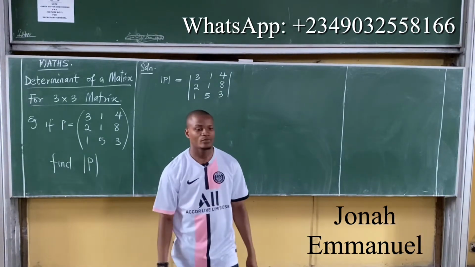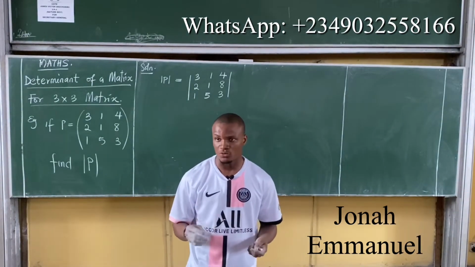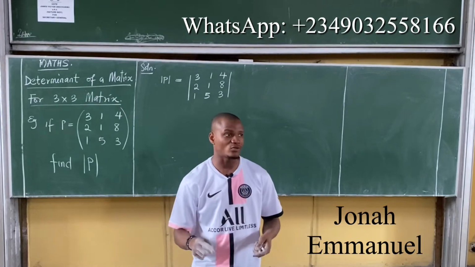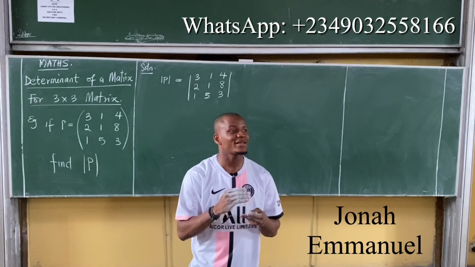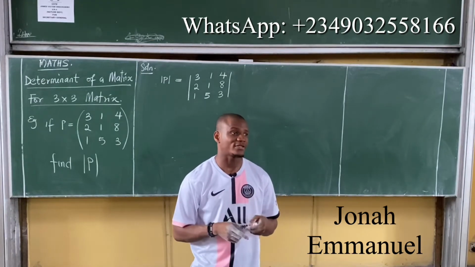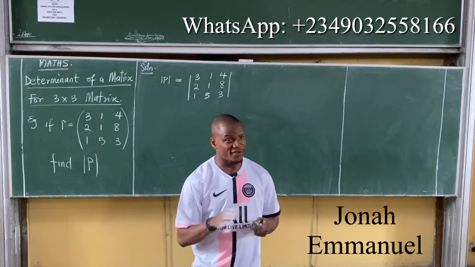Now listen. For a 2 by 2, what do you do? Principal minus the other one there. For a 3 by 3, what do you do? Break it down to a 2 by 2 matrix first. But that's not the first step.